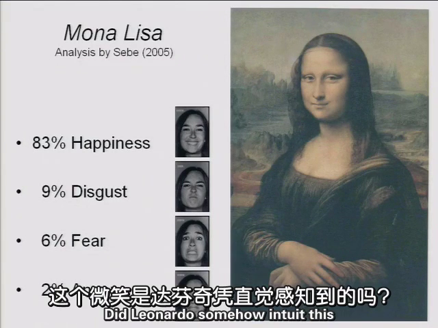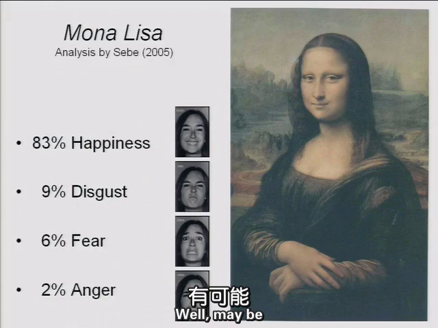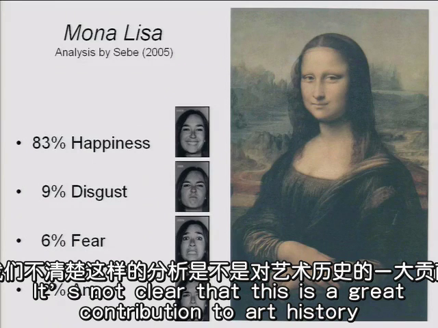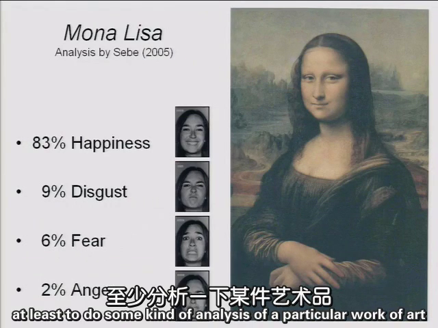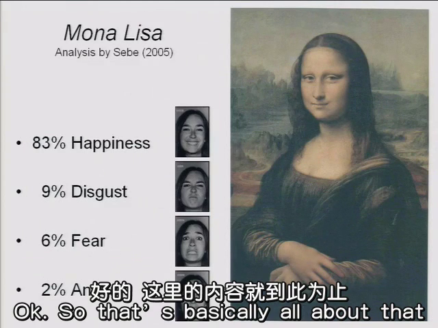Did Leonardo somehow intuit this? Well, maybe. It's not clear that this is a great contribution to art history, but it's a very nice example of how you can use the Ekman facial action coding system at least to do some kind of analysis of a particular work of art. So that's basically all about that.